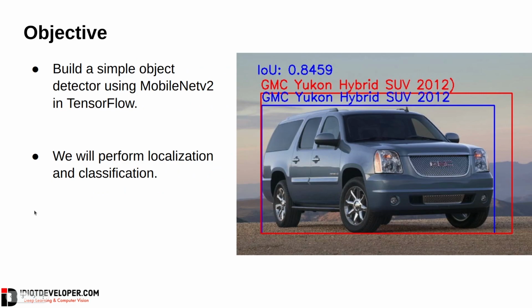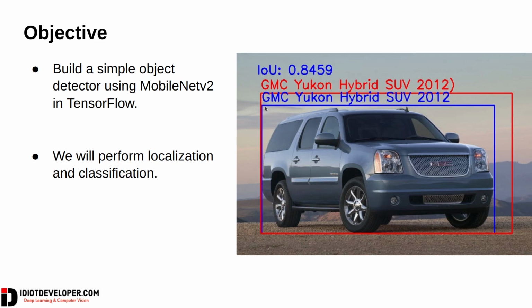Now what are the objectives of this video? First of all, we are going to build a simple object detector using a pre-trained MobileNet version 2 in the TensorFlow framework. And after that, we are going to use it to perform the localization and classification task. Here you can see an example of a car.